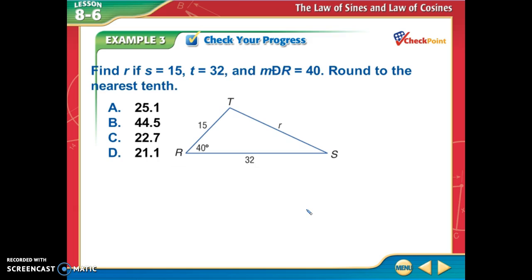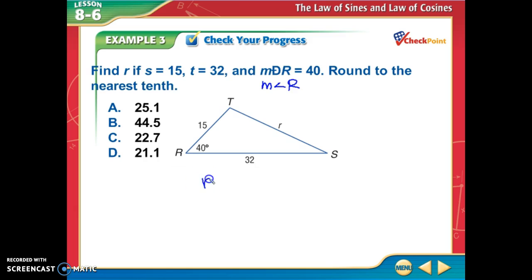Right, now I want to find R, given that S is 15, T is 32, and the measure of angle R equals 40, and we want to round to the nearest 10. So it's already got this nice picture drawn for us. So here's my R, and it's opposite this angle 40. So I want to start with r squared and make sure I plug in 40 to cosine.